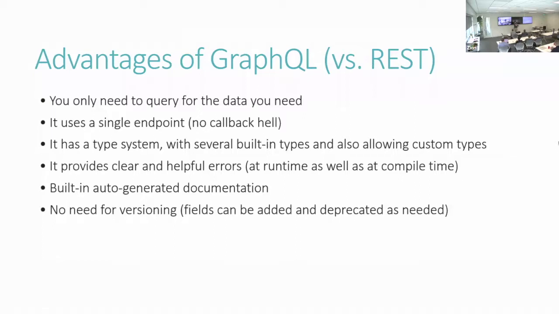And there's no need for versioning. So fields can be added and deprecated as needed, so you don't have to maintain a V1 or V2 of your API. You can just say, oh, this field's deprecated, use this one instead. And you can add fields on demand to your GraphQL API as needed.